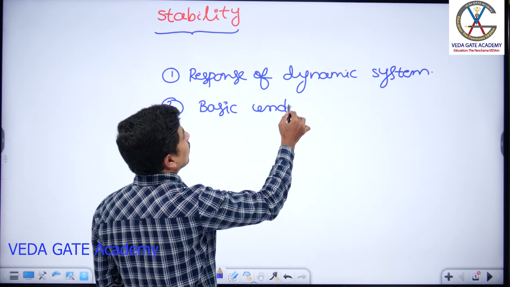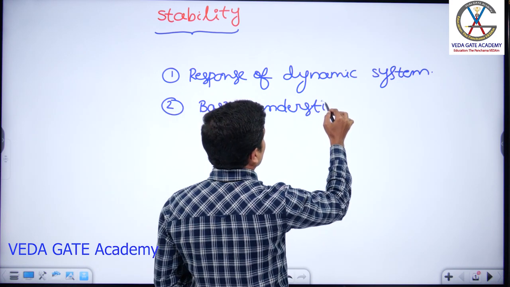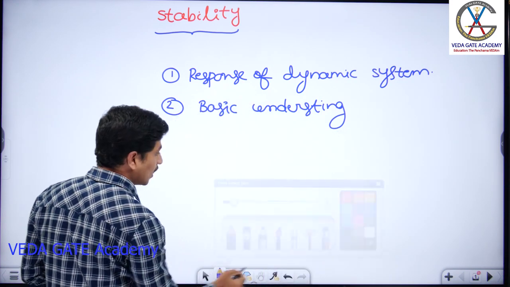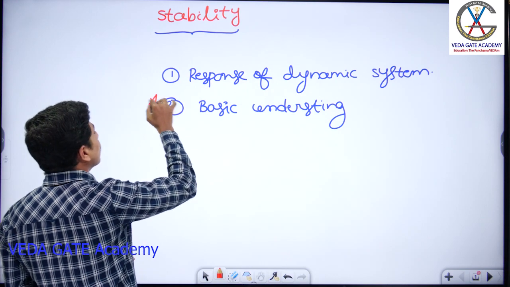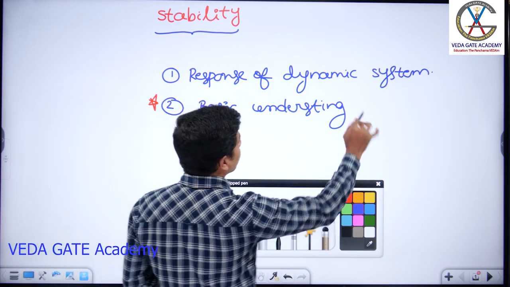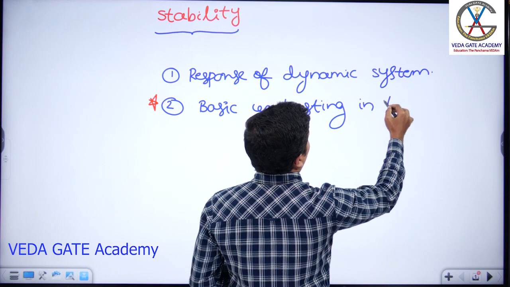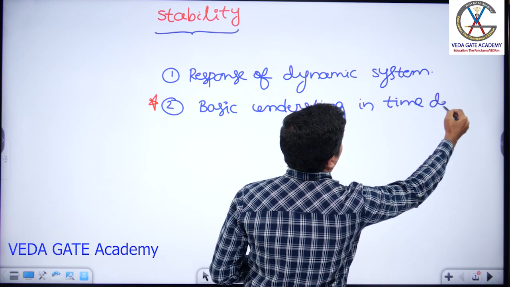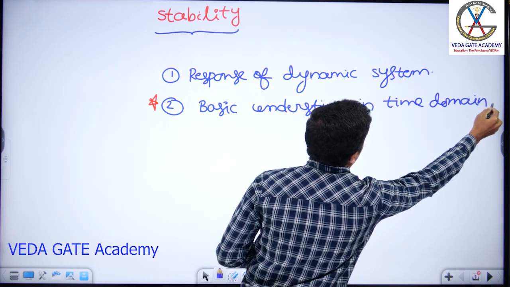Basic understanding. This is very important, please. Basic understanding of the stability in time domain is very important.